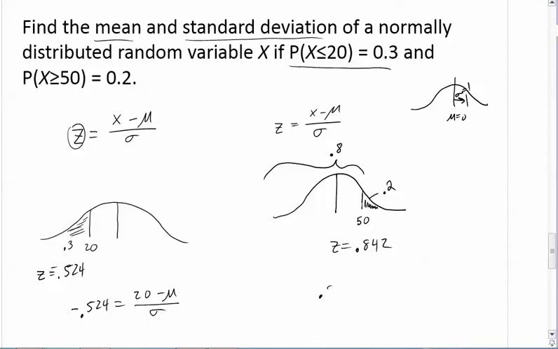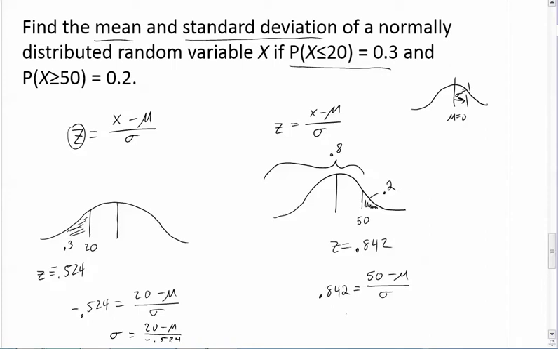So now I've got 0.842, which is my z-score, is equal to the value, 50, minus the average over the standard deviation. So from here, I've got two equations with two unknowns, and so I can solve that. Now, as long as I've got my calculator, then I may as well use my calculator. So I'm going to rewrite this. I'm going to multiply both sides by sigma and then divide by the z-score. So this will end up as sigma equals 20 minus mu over negative 0.524.